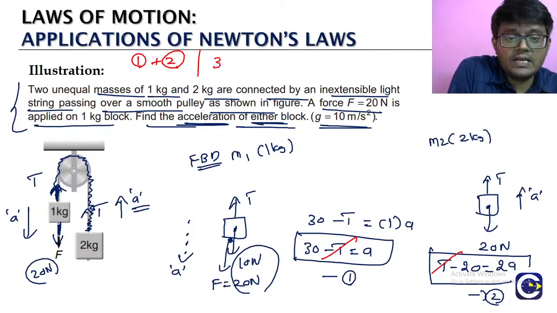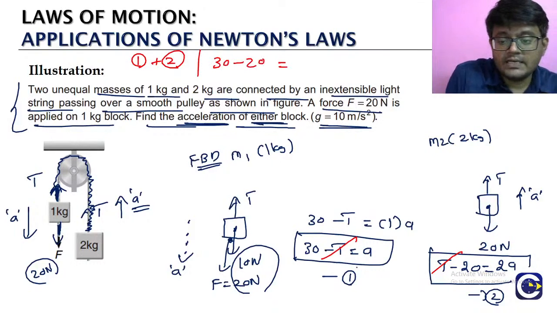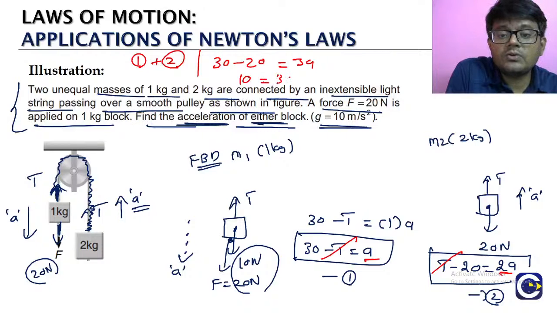So on the left hand side you'll have what? 30 minus 20. Right hand side you'll have what? A plus 2A means 3A. So what is it? 10 is equal to 3A. So we'll get A is equal to what? 10 by 3. Interesting, isn't it?